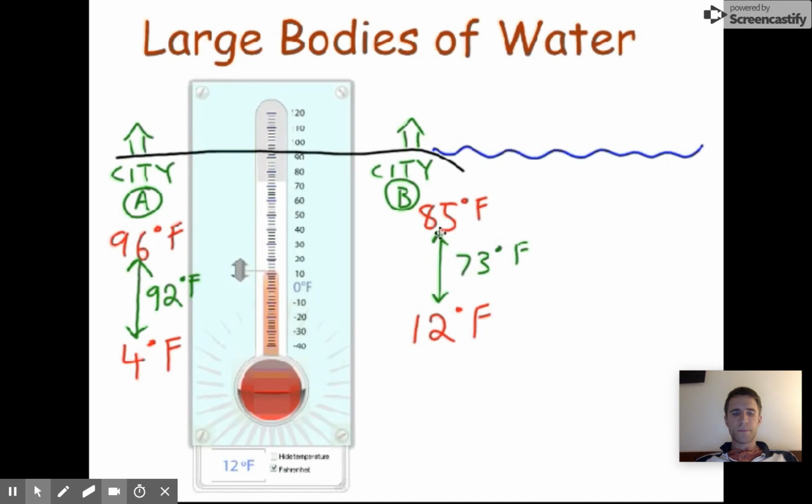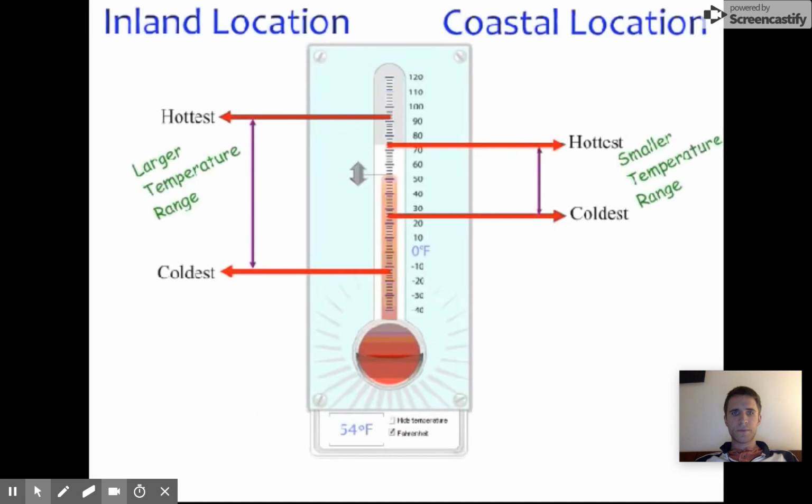So if you live near a large body of water, what happens is the large body of water heats up slower than the land, it cools down slower than the land, and it sets up that those inland locations have a larger temperature range than the coastal locations. If you're near a large body of water, you have a smaller temperature range. Your summer times are a little bit cooler. Your winter times are a little bit warmer. If you haven't already, go ahead and copy this down into your notes.